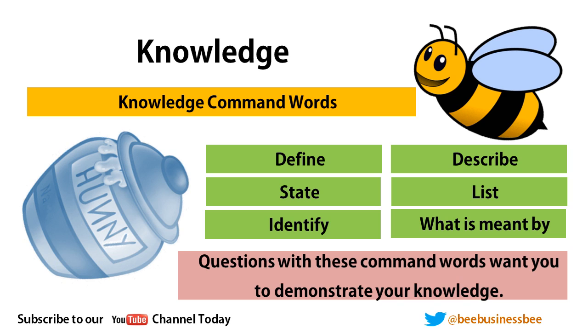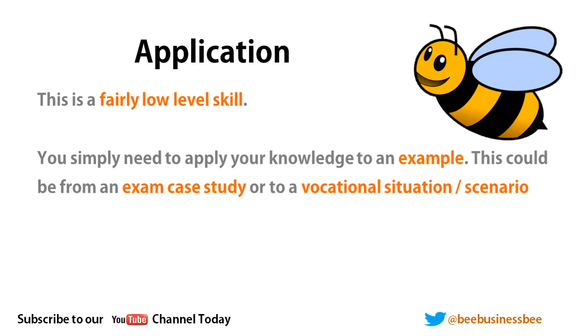Show me your knowledge. Now a little bit harder than knowledge is application. It's still a fairly low level skill. You expect you to do this in most levels of qualifications. All you've got to do here is apply your knowledge to an example. So take your knowledge and link it to an example. In an exam it could be to a case study or a source, or in a vocational qualification it may be to a situation or scenario or an organisation you choose yourself.